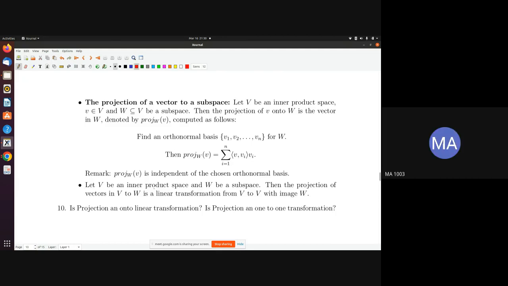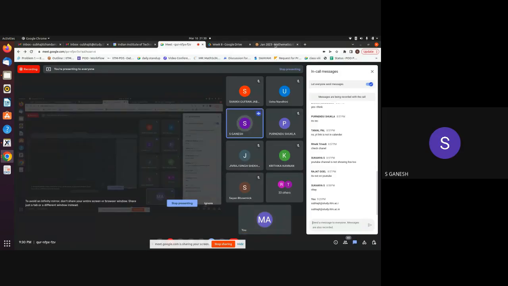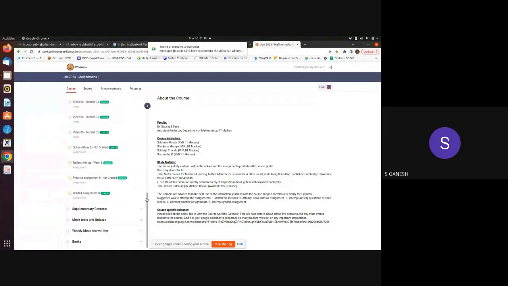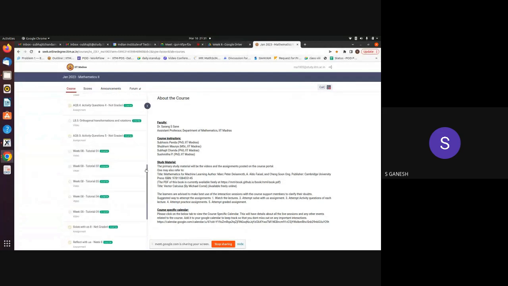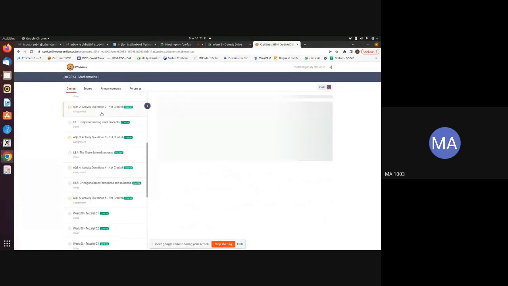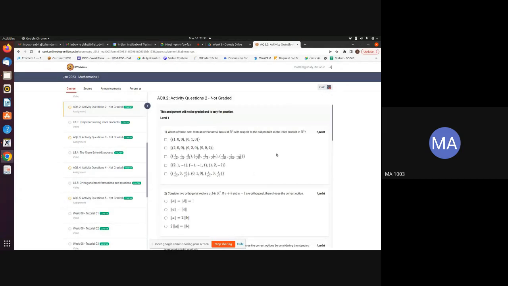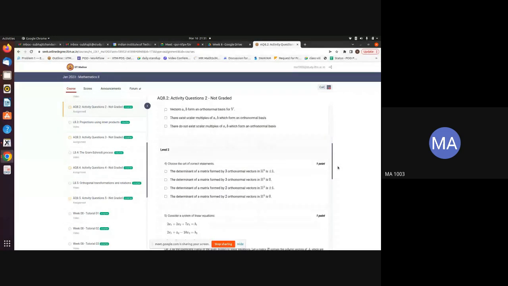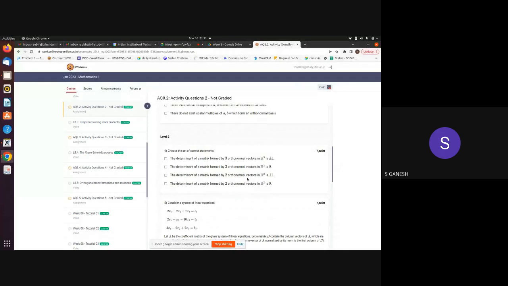Can you say it again? Which one are you talking about? Sir, activity question 4, 8.24. Yeah, this one. So I take that orthonormal basis, form that matrix and find the determinant, that is plus or minus 1, that is fine. But is there any way to find the standard proof for this one? Because it is true for anything, right? Yeah, this is true for anything.